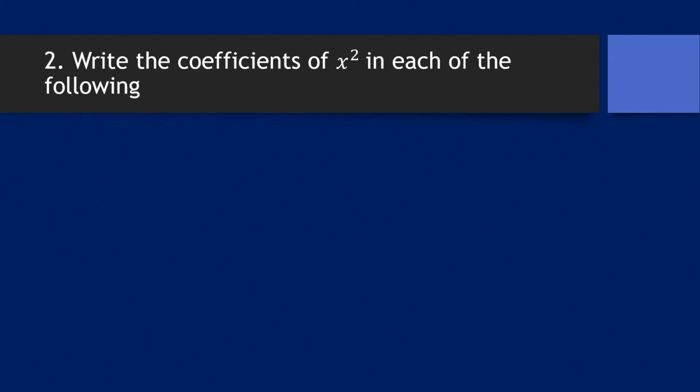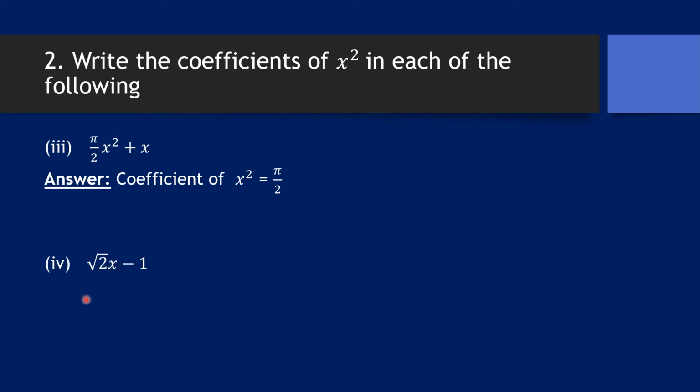Now come to the next question, that is question number third, pi upon 2 x square plus x. Here you can see the coefficient of x square is pi upon 2. So the coefficient of x square will be equal to pi upon 2. Now question number 4 says root x minus 1. Here you don't see any term having the power 2. Therefore, the coefficient of x square will be 0 because that term is not there. So the coefficient of x square will be 0 in this case.